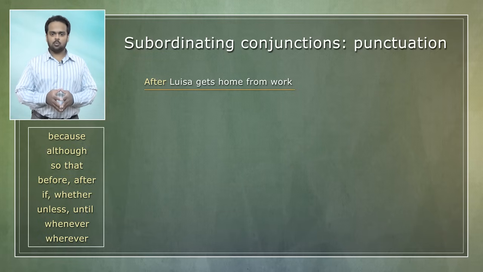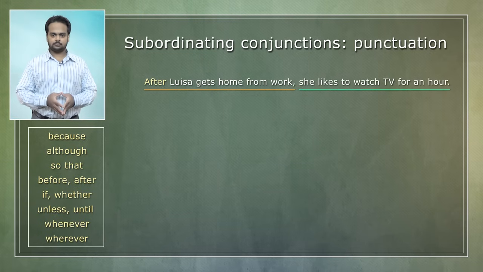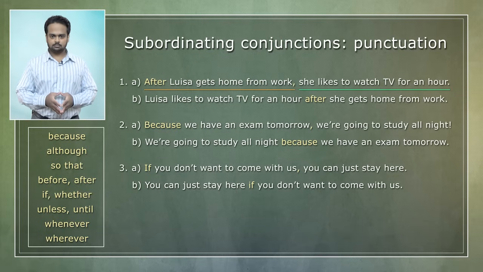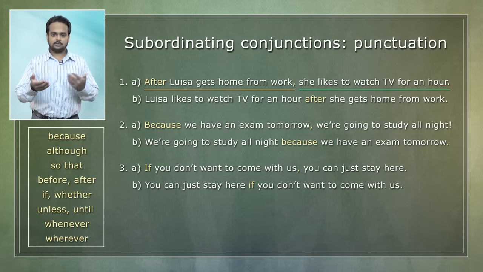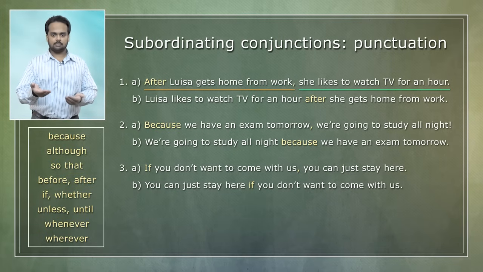To complete the sentence, we can add an independent clause. So, after Luisa gets home from work, she likes to watch TV for an hour. All right, now look at these examples. You see three pairs of sentences. In each pair, sentence A and sentence B mean the same thing. But notice that sentences A have a comma, but sentences B don't have a comma. And this is correct. I want you to look at these examples carefully and then say why there's a comma in A but no comma in B. Stop the video if you want, think about it, then play the video again and check.